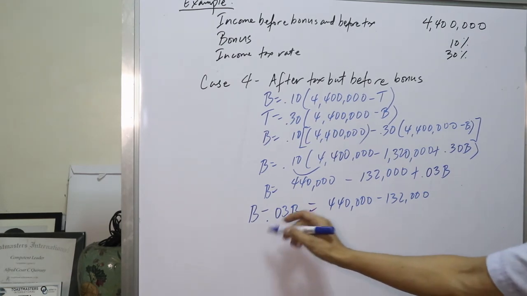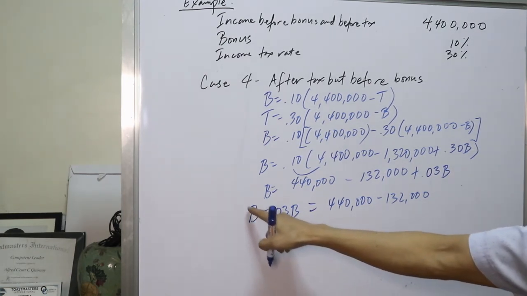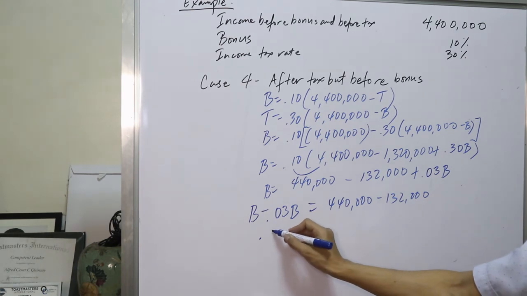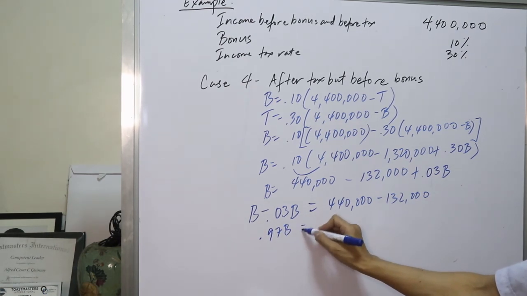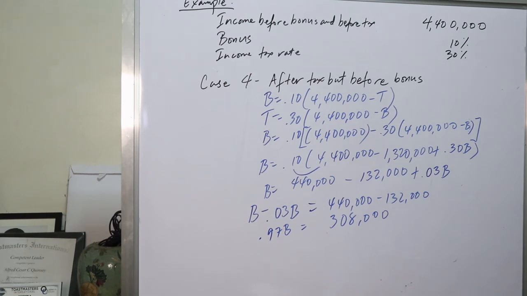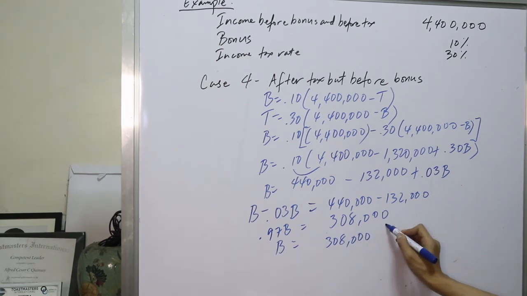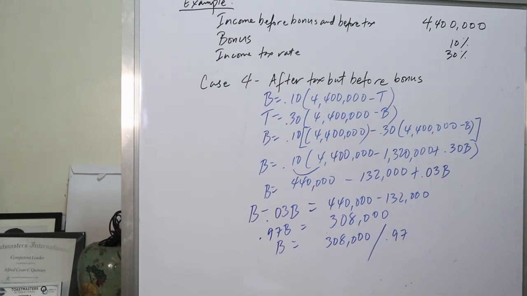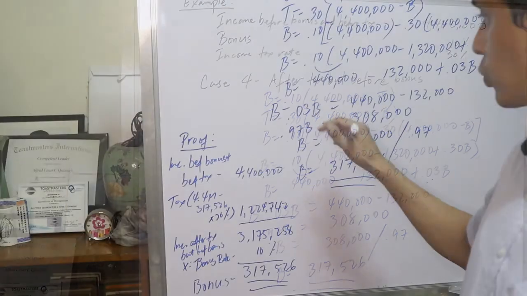There. So we can now, ay minus lang natin though. This is 1. Consider it's 1. So this would be 0.97 because it's 100% less 0.03. So this is 97B is equal to 308,000. There. So B would be 308,000 divided by, so ito itatranspose mo, so magiging division siya, so magiging 0.97. And B now, or the bonus, is 317,526.